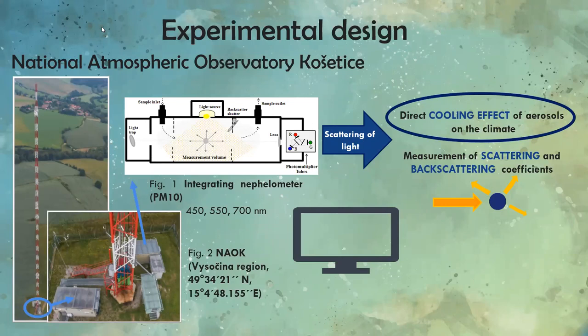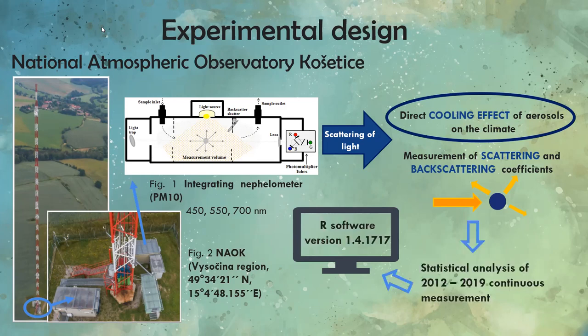This instrument is measuring the so-called total scattering coefficient, which characterizes the light which is scattered at any angle by the particle, and the backscattering coefficient, which characterizes light which is scattered at 90 degrees and more, back, let's say, to the space. And together, we can assume that we can characterize the direct cooling effect of aerosols on the climate. Statistical analysis was provided by our software program.